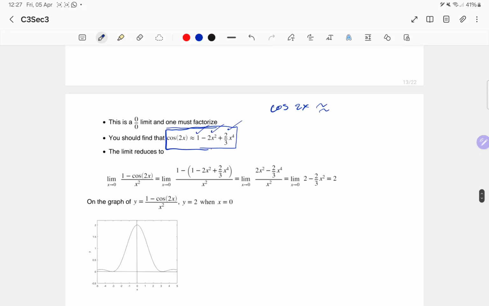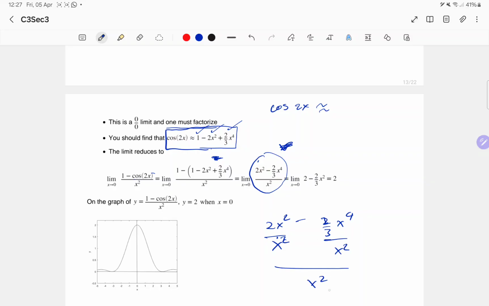So the limit reaches to this, so you have 1 minus cos of this. Okay, so you can put it here and try to fully simplify. You're going to end up with this. Okay, and you take the limit of this, and not actually the limit yet, you will have to divide by x to the power 2.